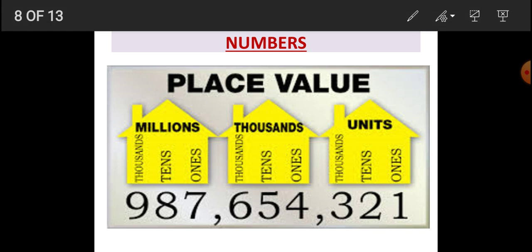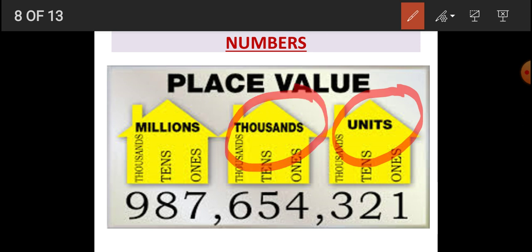Now coming to our next topic, international system of writing numbers. Earlier we have learned the Indian system of writing numbers. In international system, we separate the periods by putting comma in groups of 3 from extreme right. The first 3 digits from the extreme right make the units period. Next 3 digits make the thousands period. And next 3 digits make the millions period.